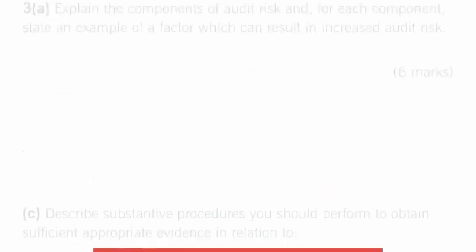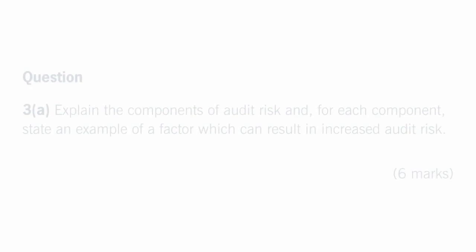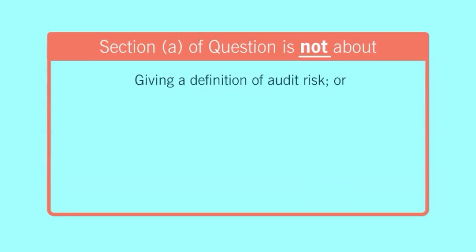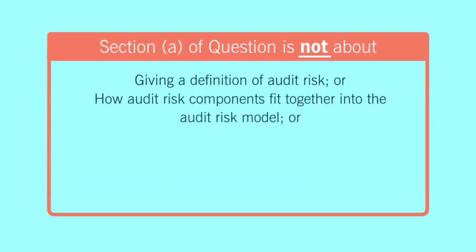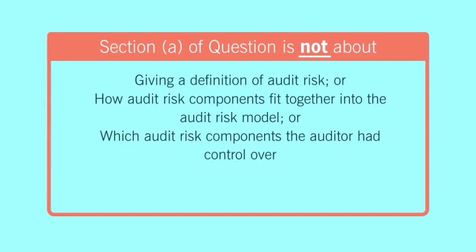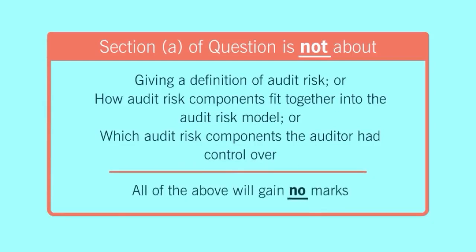We will start working on section A of our answer, which asks us to explain the components of audit risk and, for each component, state an example of a factor which could result in increased audit risk. What this section of the question is not about is giving a definition of audit risk, or how audit risk components fit together into the audit risk model, or which audit risk components the auditor had control over. All of this will gain no marks.